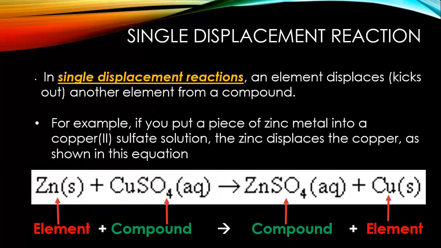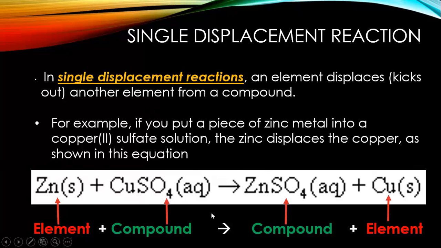Let's look at our next one, a single displacement, where one element displaces or kicks out another element from a compound. Let's have a look at what this looks like. This is a bit tricky, but you can get it. For example, if you put a piece of zinc metal into copper sulfate solution, the zinc displaces the copper, so kicks it out, as shown in this equation.